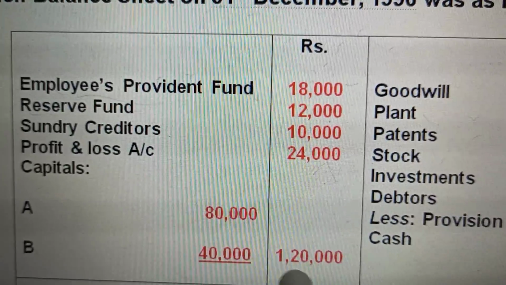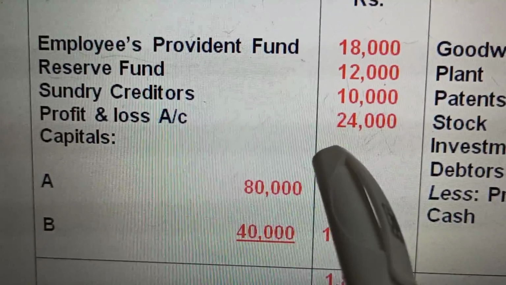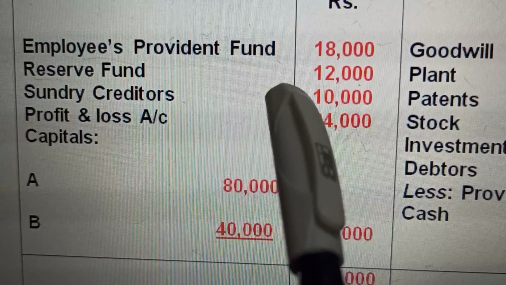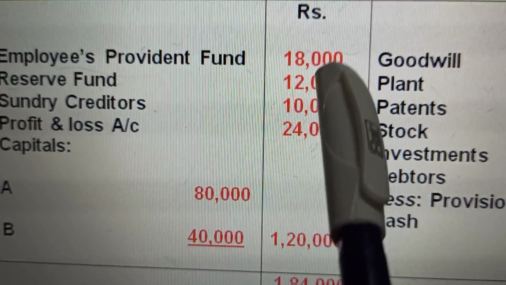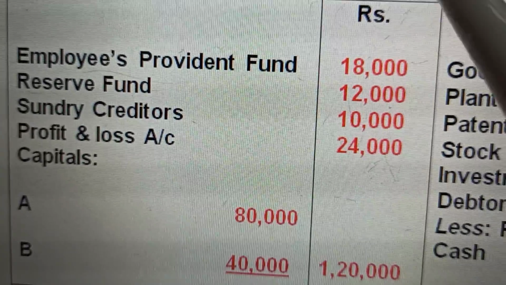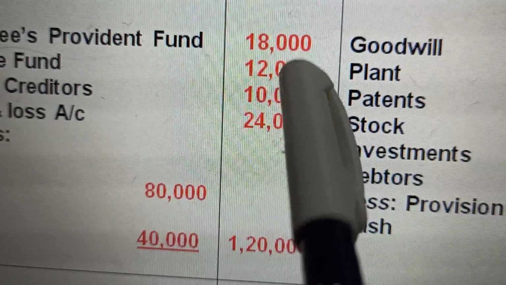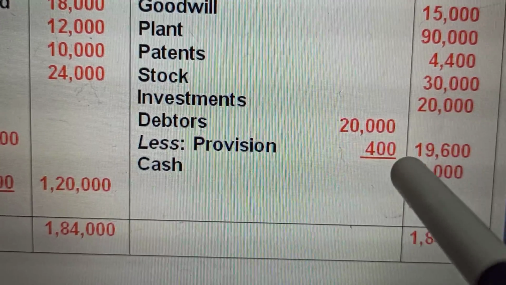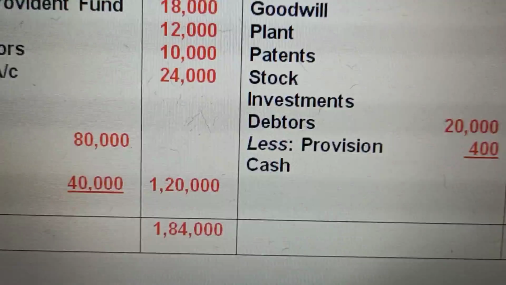And this is the balance sheet given to us with employees provident fund, reserve fund, creditors, P&L credit balance. Credit balance of P&L means this is profit which will be distributed. The reserve fund will be distributed, P&L credit will be distributed. Remember, I told you employees provident fund is not the partner's property. It is never distributed among the partners in neither old nor new ratio. This will stay in the balance sheet. Then we have the assets: goodwill, plant, patent, stock, investments. This is the balance sheet that has been given to us, totaling 1,84,000.